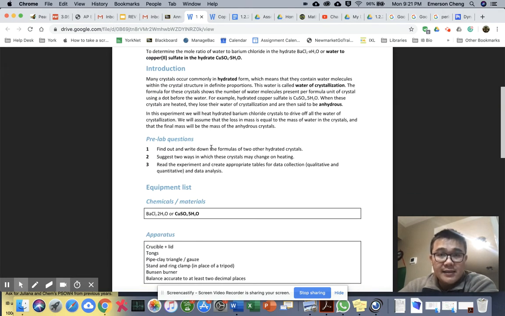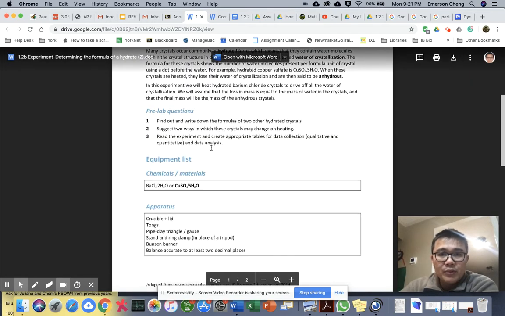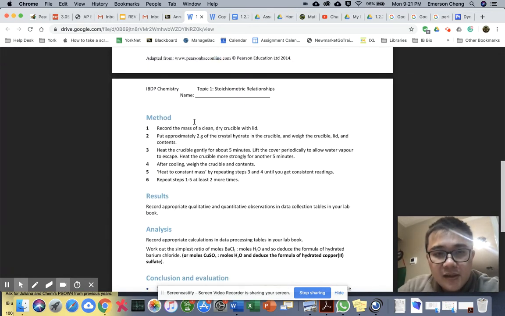Now, it's not a bad idea to look at this because it reminds you of the procedure itself. You remember that you have to record and measure out the dry crucible, weigh 2 grams, and heat it to let the water vapor leave, and you have to heat it until you get a consistent reading.